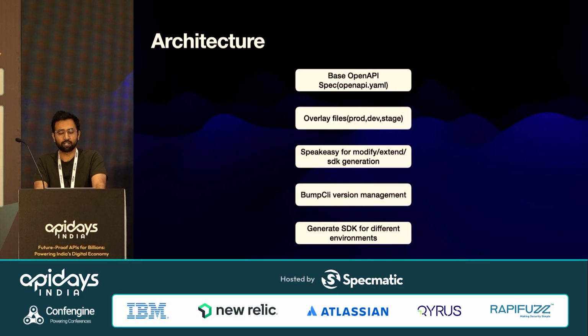Okay, so here's the architecture. You have your OpenAPI YAML file ready, and you just have to apply the overlay on top of it, based on your environment. We'll be using the Speakeasy tool for modification or making any changes in your SDK generation file. I will discuss how you can generate the SDK for it. There is one more tool called Bump CLI, which is used for version management. Based on your requirement, you can generate different SDKs for prod, stage, etc.